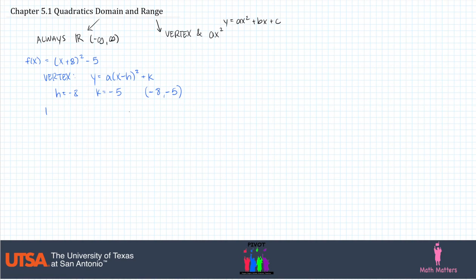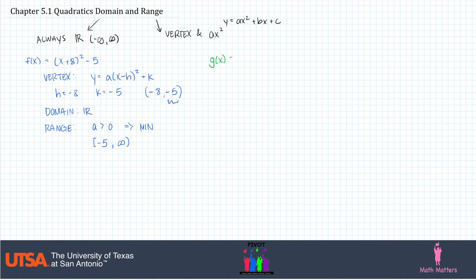So we know that the domain is going to be all real numbers. Then for the range of this function, we know that a is greater than 0, which means the function has a minimum value. So this vertex is going to be the lowest point of the function, which means then that the range is going to go from negative 5, which is included because it's part of the function, all the way to infinity.